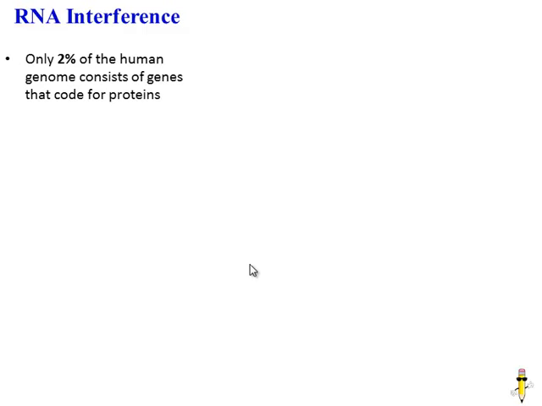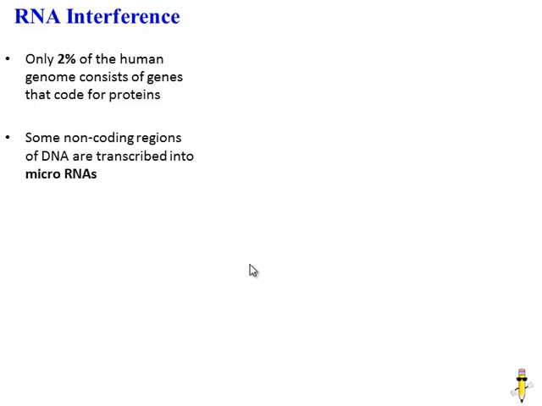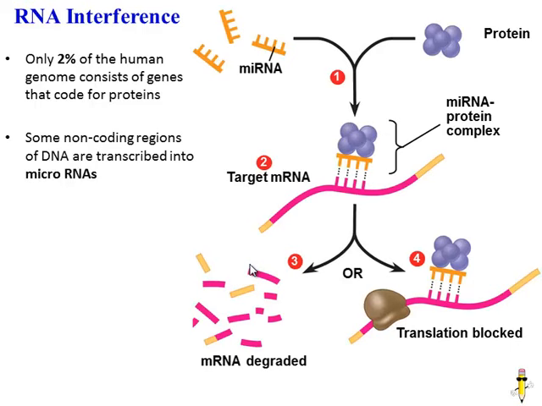Remember that only 2% of the human genome consists of genes that code for proteins. So you've got 98% of your DNA that's not producing proteins, that's not contributing directly to traits. For a long time, scientists just thought that 98% was junk, but it turns out that it's not really junk. In fact, some of it is transcribed into tiny little RNA molecules called microRNAs. And here's what those microRNAs do.